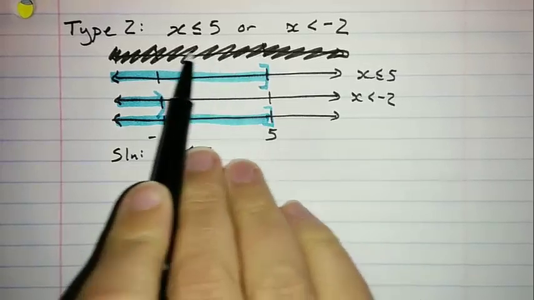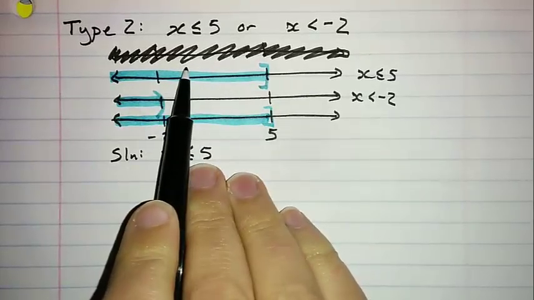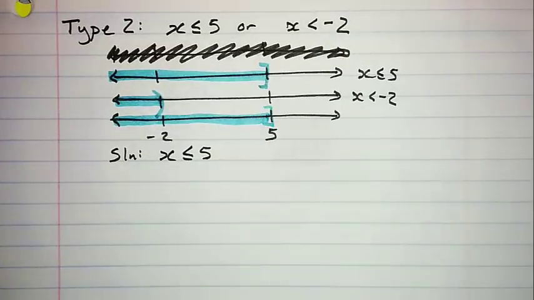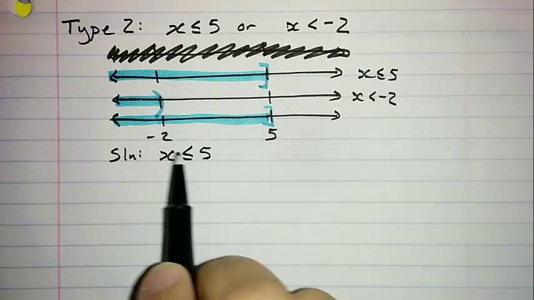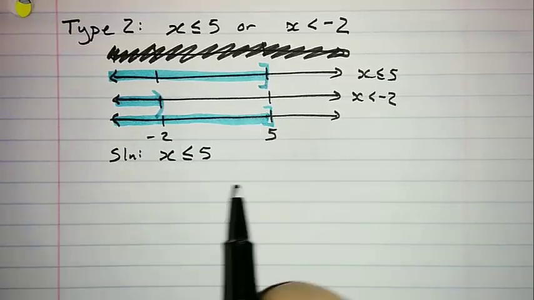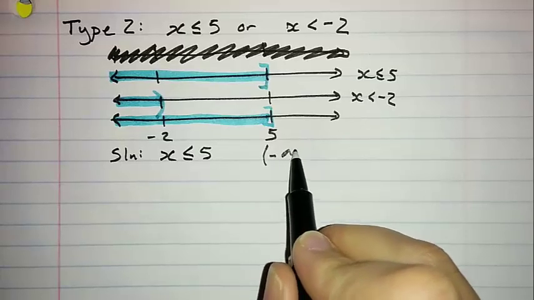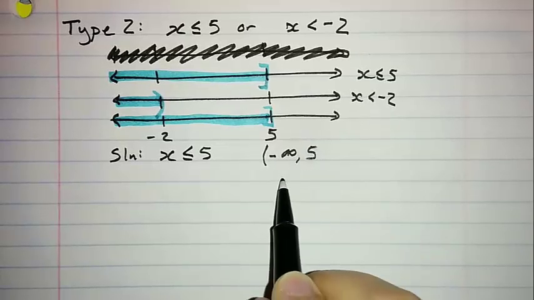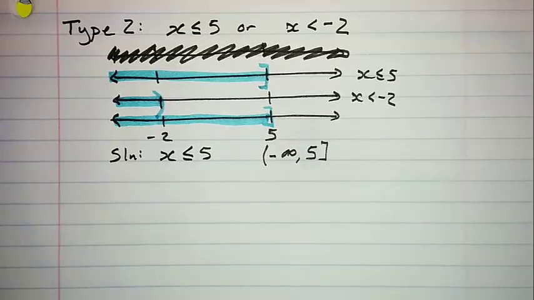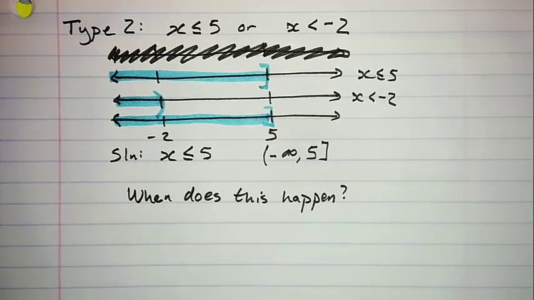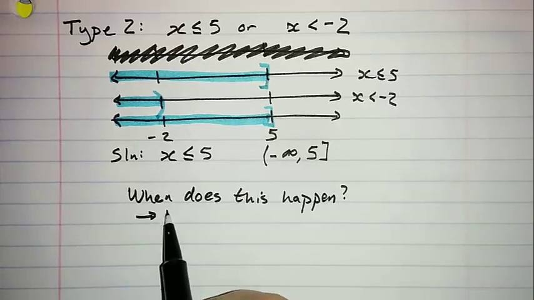This picture looks exactly like this picture. And of course, anything that's less than negative 2 is already in on account of being less than or equal to 5 as well. If we want to write this in interval notation, no left endpoint, right endpoint is 5, and it gets a square bracket. When does this happen? When both of our arrows point left.